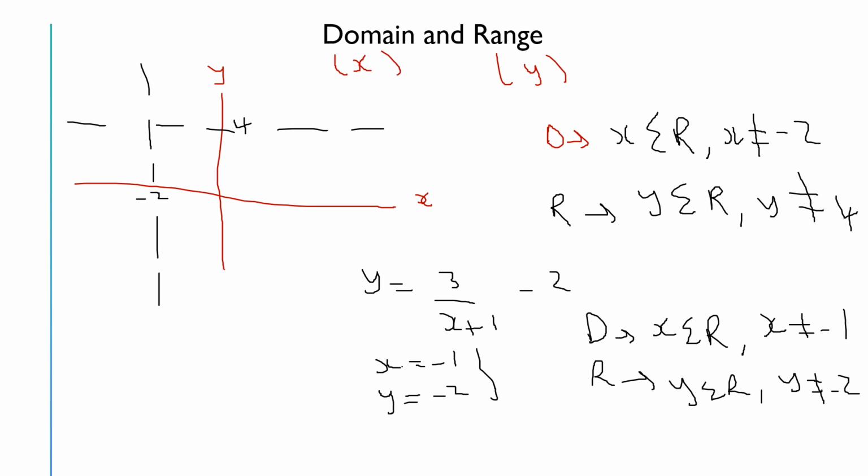So domain goes with x. It will never be where there's an x asymptote. Range goes with y. It will never be where there's a y asymptote. They'll give you 2 marks for that, for domain and also for range. They could always ask either for domain or for range in the exam if you're dealing with a hyperbola graph.